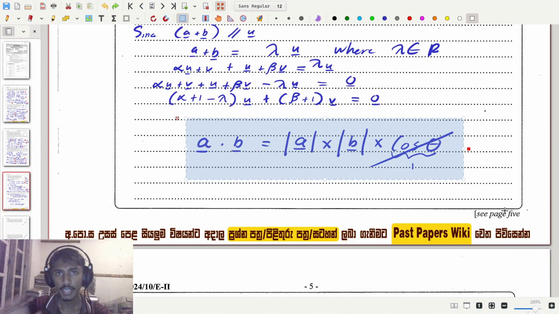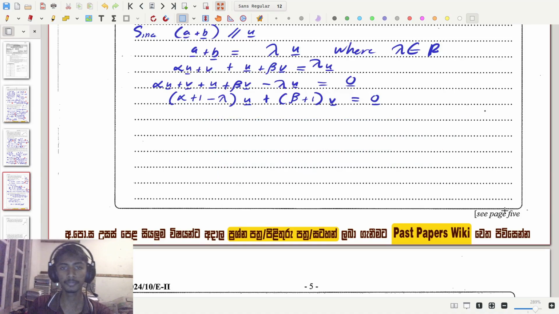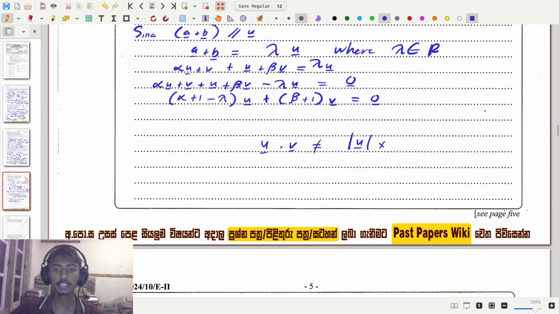Due to this, if you have two vectors where a dot b is not equal to the product of their two magnitudes, then those two vectors are not parallel. So according to that, all we need to do is to show that u vector dot v vector is not equal to modulus of u vector times modulus of v vector, which is actually quite easy.